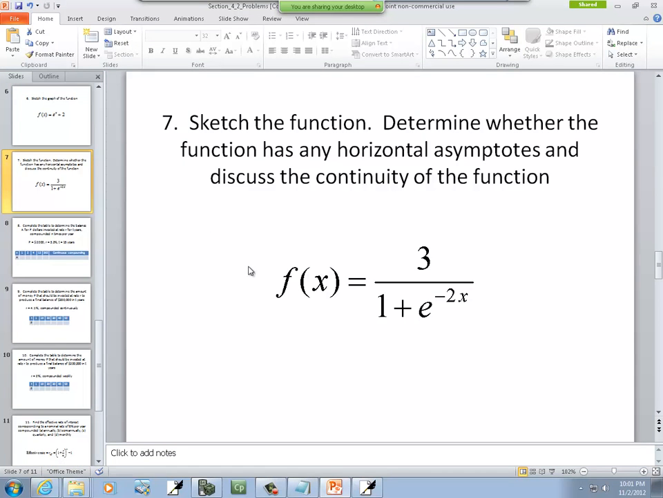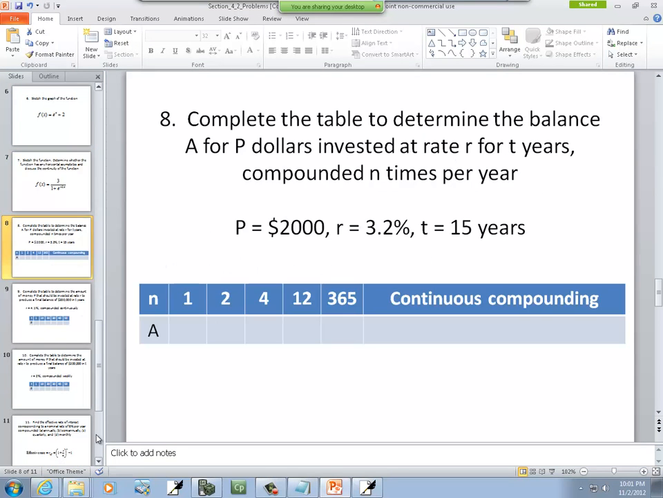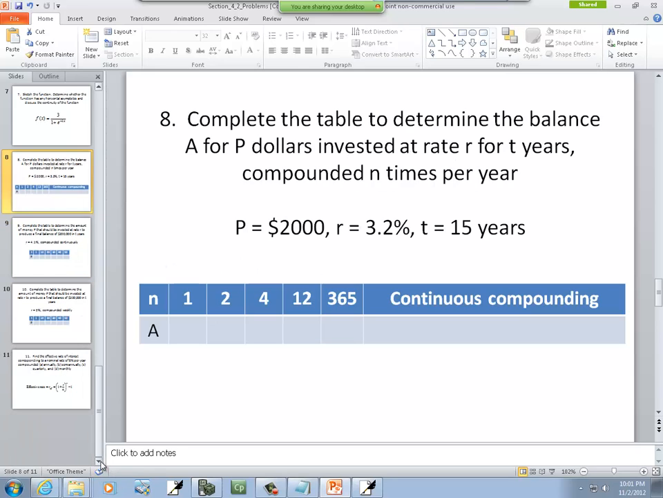Now these next problems deal with the interest formula. Let me read the problems just so we see generally how they read. Complete the table to determine the balance A for P dollars invested at a rate R for T years compounded N times per year. P is 2,000, R is 3.2%, T is equal to 15 years. And N is equal to 1, 2, 3, 4, 12, 365, and then continuous compounding.